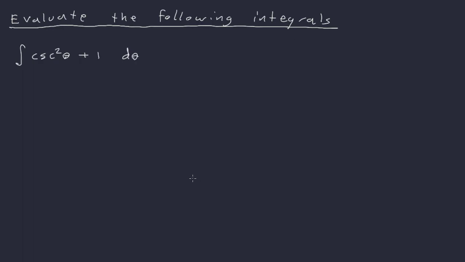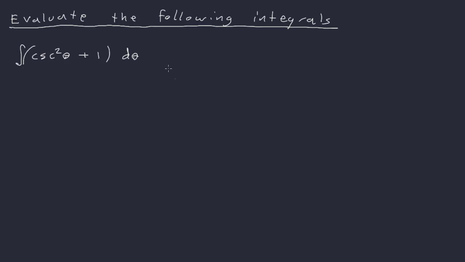All right, Dr. D, I hear you say, do some trig problems. All right, request obliged. For the next couple examples, we'll be looking at some trig stuff, some e stuff, that kind of thing. So let's say we have the integral of cosecant squared theta plus 1 d theta.